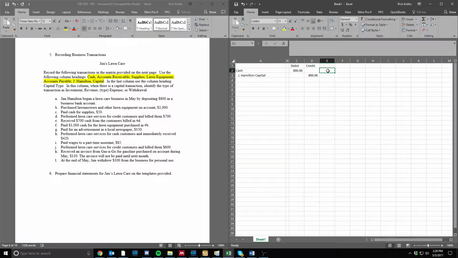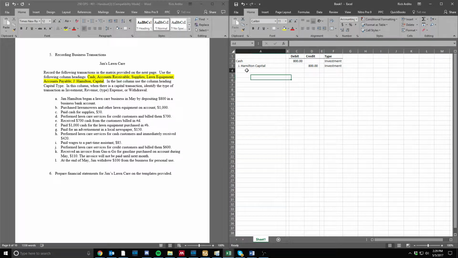So this was an investment, right? Investment. Let's go ahead and add a column here so they're not right on top of each other. Type. And then we will bold and underline these. Okay. So that's the first entry.